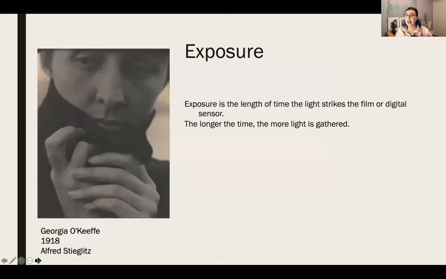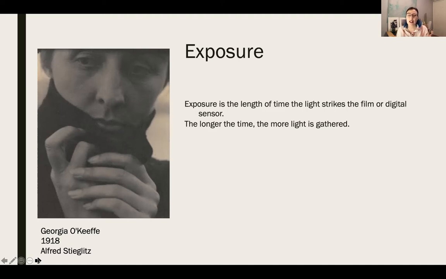Okay, so big things when we're talking about cameras. Number one is exposure. So often when we talk about images, we can say they are either underexposed or overexposed. Those are really common terms, and hopefully that's vocabulary that you'll become really comfortable with by the end of this course. But what do those mean? What is exposure? Exposure is the length of time the light strikes the film or the digital sensor.